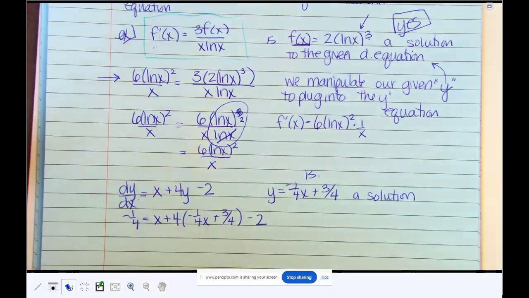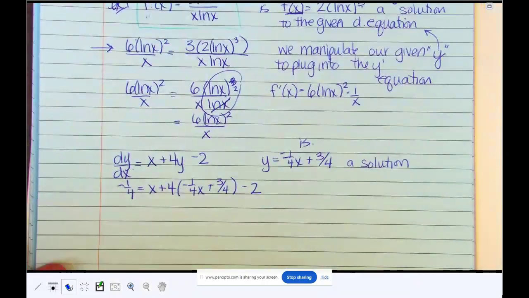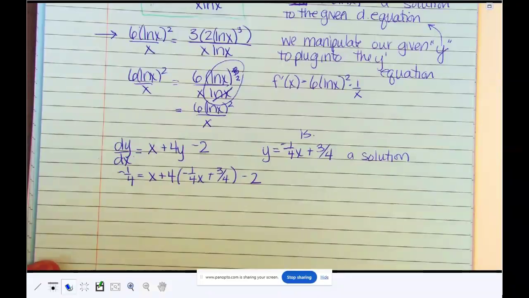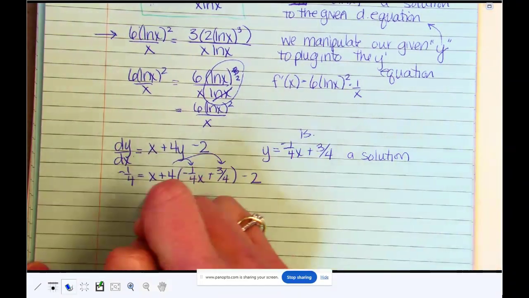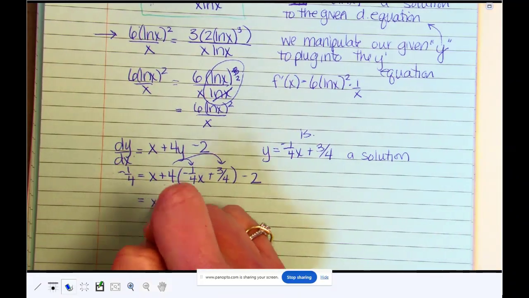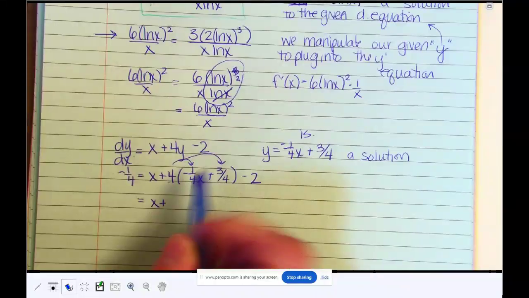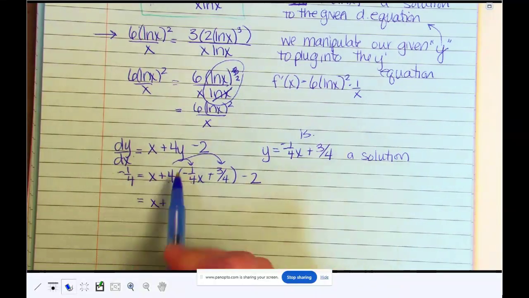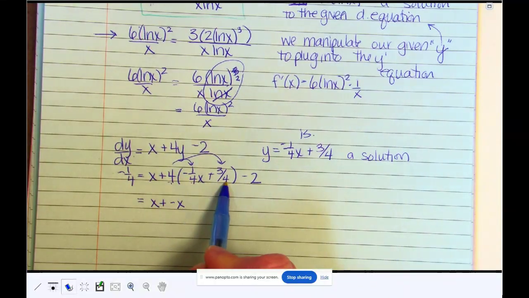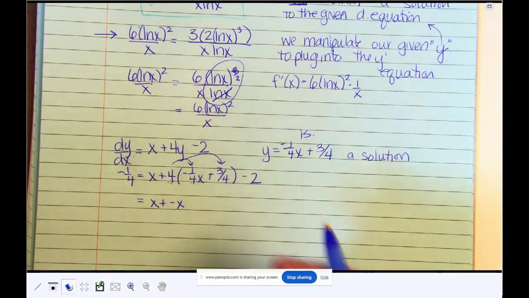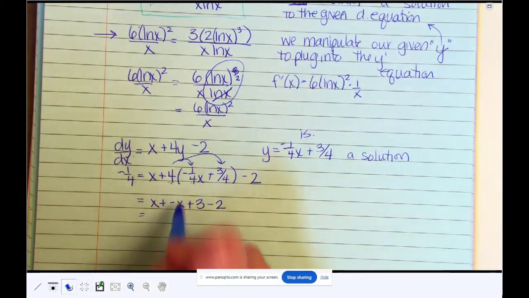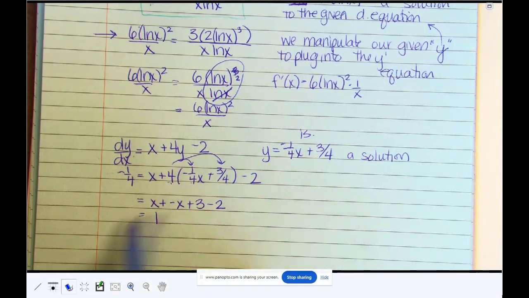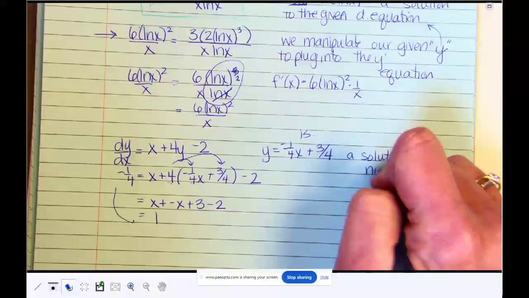Okay, now it's all just math. I mean, it's all math, but now it's all just algebra math. Okay, so we're going to distribute here. So this is x plus 4 times negative 1/4 is negative 1. 4 times 3/4, that is 12/4, or 3, minus 2. When I simplify, the x's cancel, and I have 3 minus 2, that's 1. These are not equal. So this is not a solution.